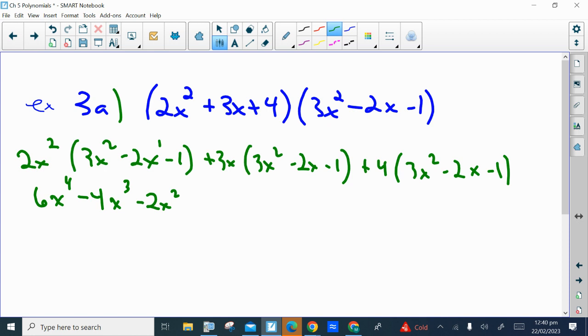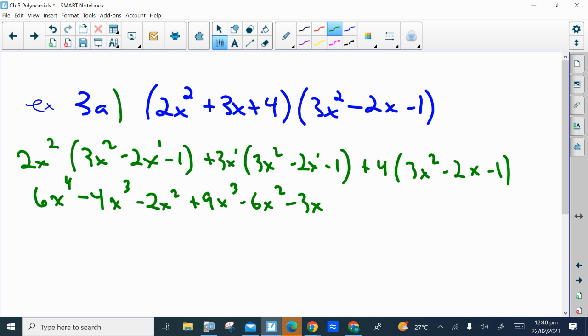So now we'll multiply the 3x by all three terms in the second bracket. 3 times 3 is positive 9. X to the 1 times x squared gives us x cubed. 3 times negative 2 is negative 6. X to the 1 times x to the 1 gives us x squared. Add the exponents. And then the 3x is multiplied by a negative 1. 3 times negative 1 is negative 3. The x is not being multiplied by anything, so its power doesn't change.